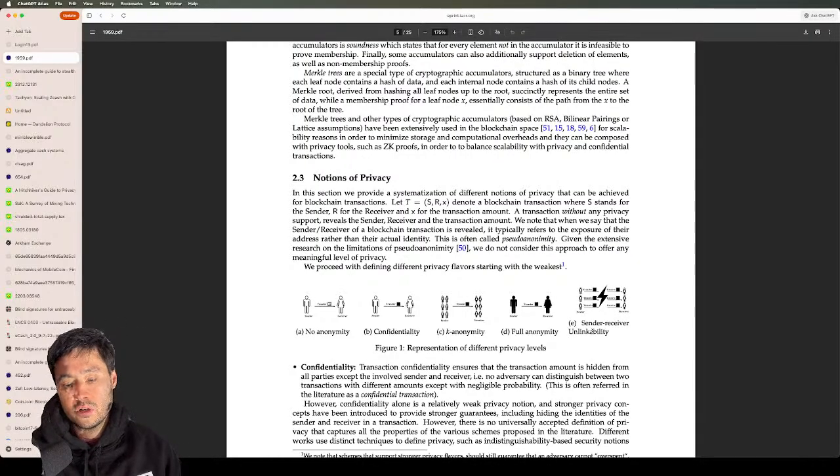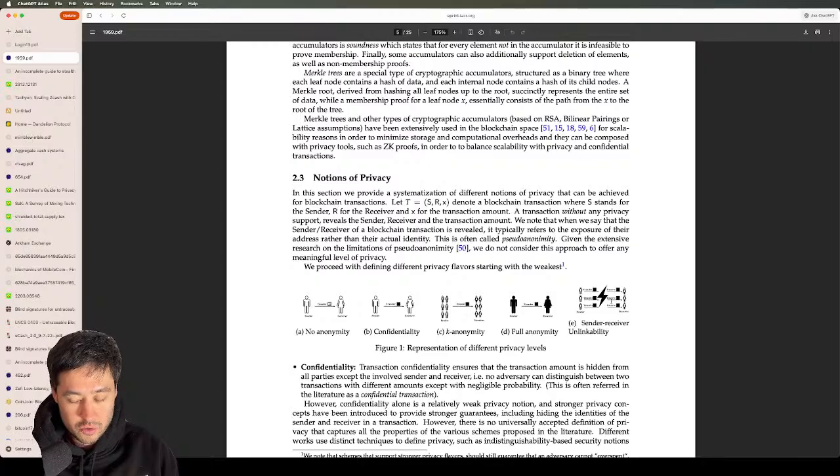Okay, sender-receiver unlinkability is worse, right? Because everybody in this ended up transacting. Whereas with key anonymity, you don't know if these people are transacting. These could be dead addresses. You don't know the amounts. I mean, here you don't necessarily know the amounts.